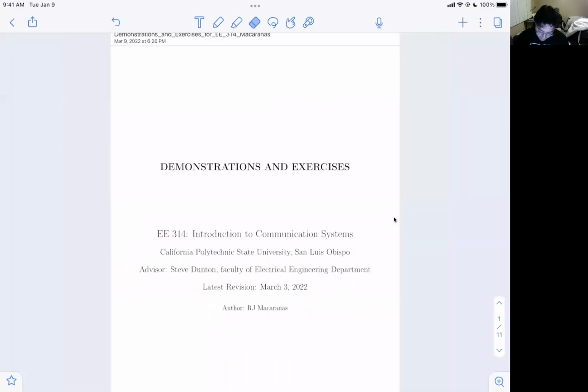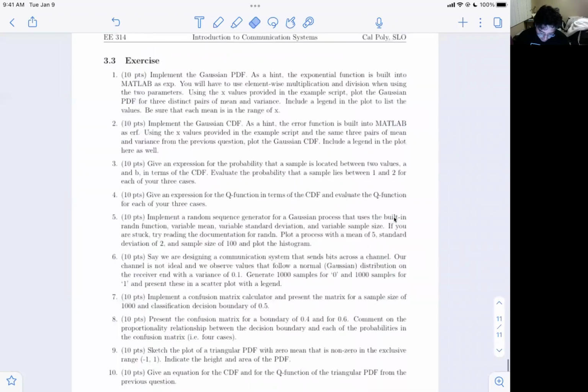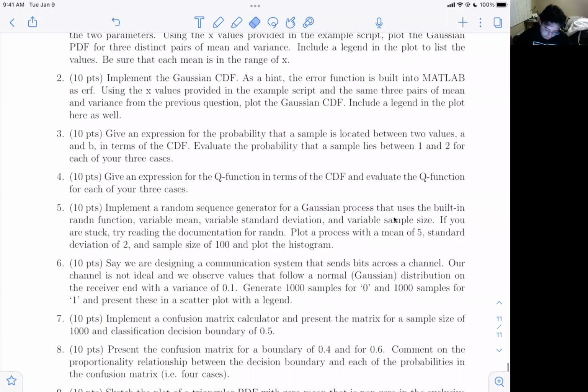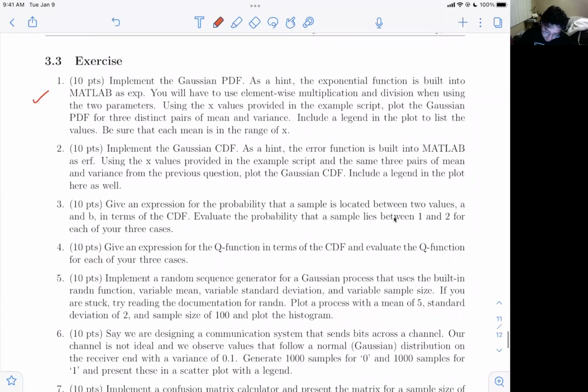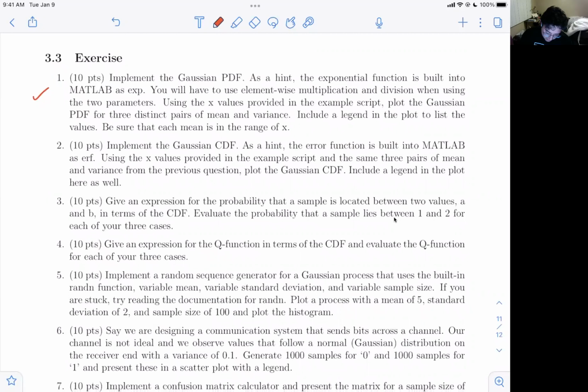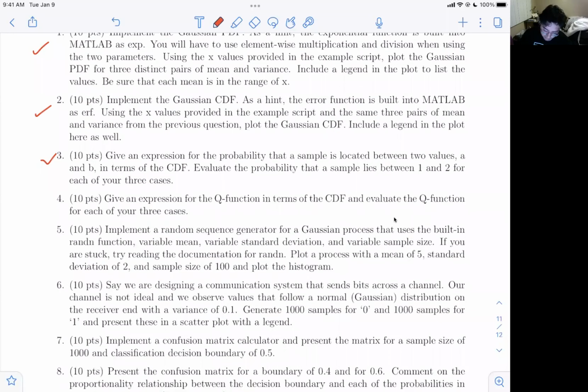All right. Here is the exercise. As you know, it's due tonight. This was pretty straightforward. I think everybody got this part. Actually, these first three questions were all pretty straightforward. I haven't had any questions on those.